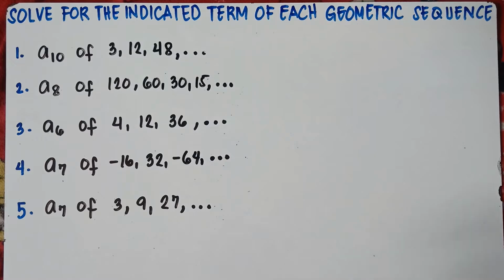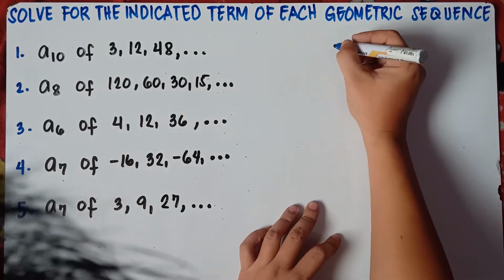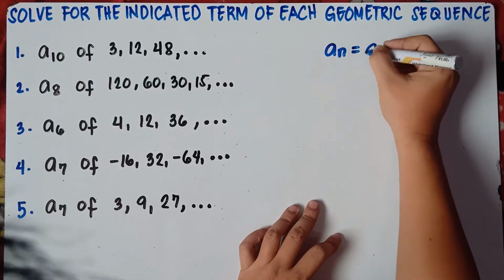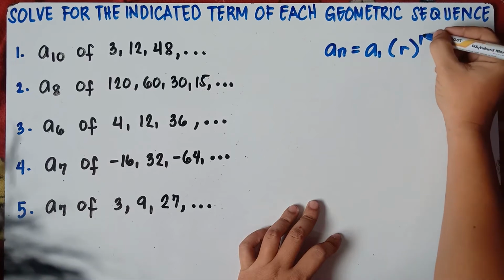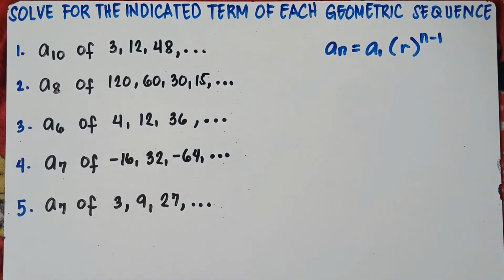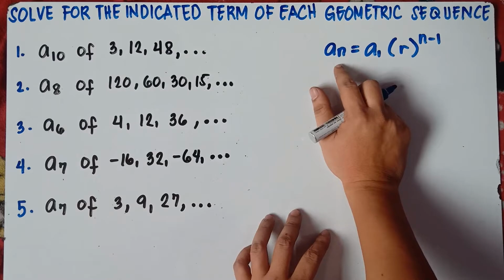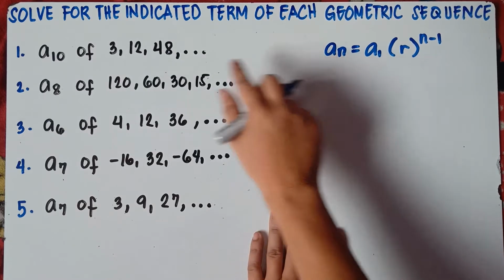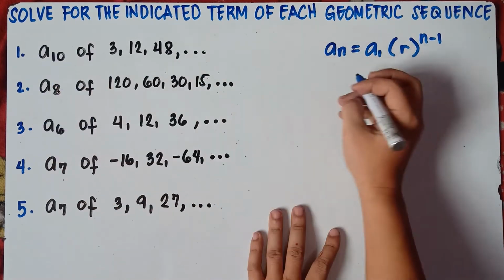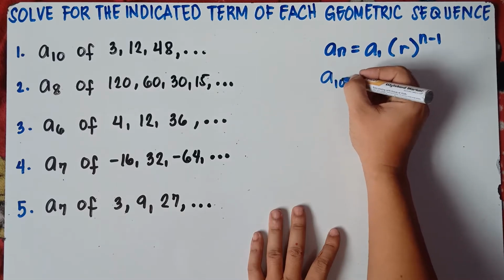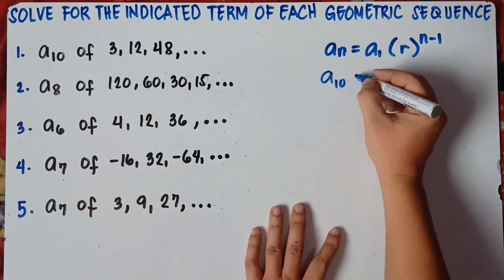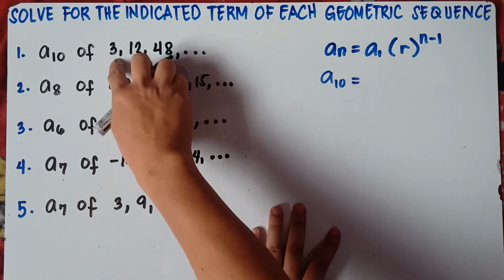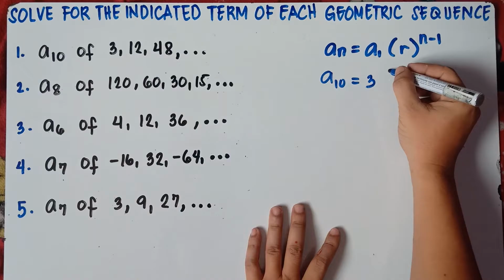So first thing to do class is you need to write the geometric sequence formula. And the formula would be a sub n equals the first term times the common ratio raised to the power of n minus 1. Our a sub n class is the general term, the term that you're looking to find. So you're looking for the 10th term, so we have a sub 10. Just simply substitute the value of n, which is 10 class.